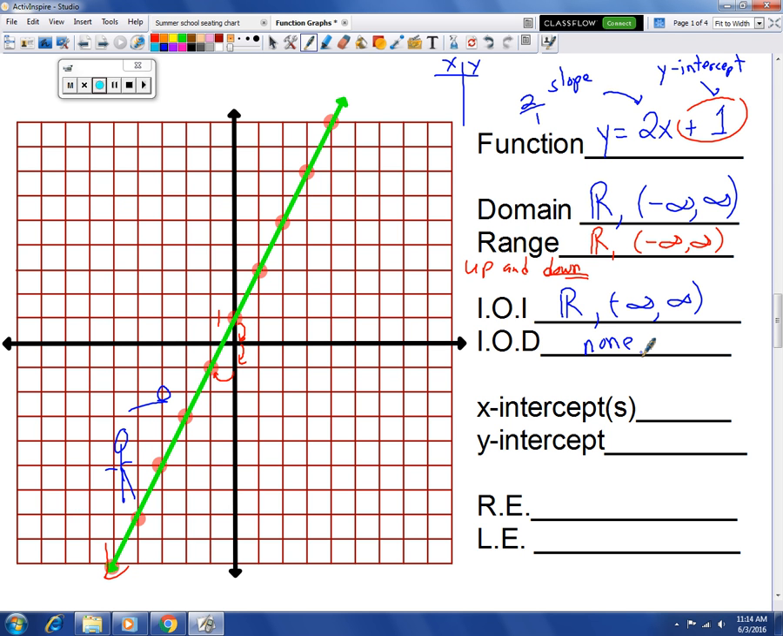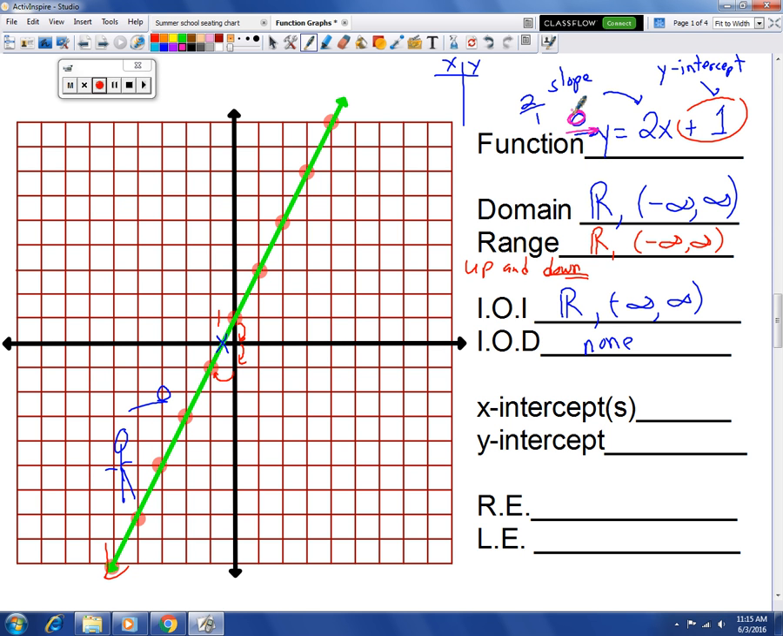X-intercept: where does it cross the x-axis? Well, it looks like it crosses right there. We can kind of guess. You see that it goes halfway, graphically. Let's not guess. How would you know for sure algebraically what the x-intercept is? It's very easy. To find the x-intercept, you make y equals 0. Likewise, if you want to find the y-intercept, you make x equals 0.